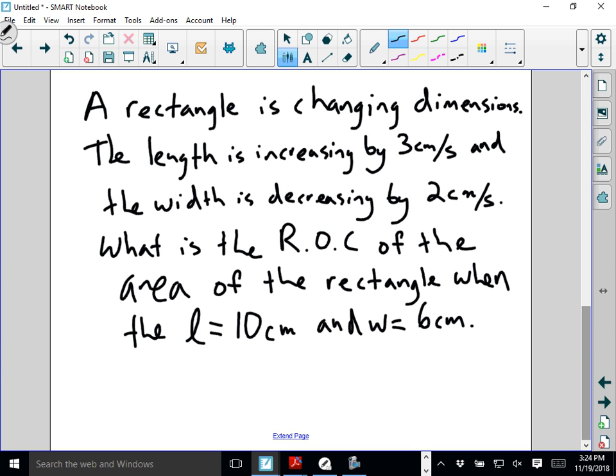It was pretty easy to see that our area would be getting bigger on our circle because the radius was getting bigger. We're unsure right now looking at this. Is this rectangle's area going to be getting bigger or smaller? Well, it's kind of hard to tell because one dimension is increasing and one dimension is decreasing. So it's not super clear. Maybe the area is staying constant. Maybe the rate of change of the area is 0. Or maybe the area is getting bigger, or maybe the area is getting smaller. We just don't really know until we do the problem.